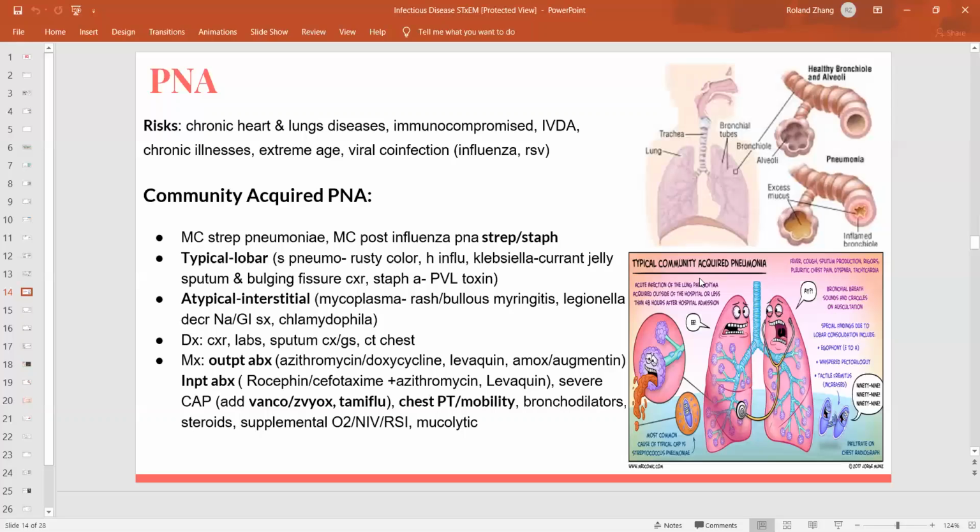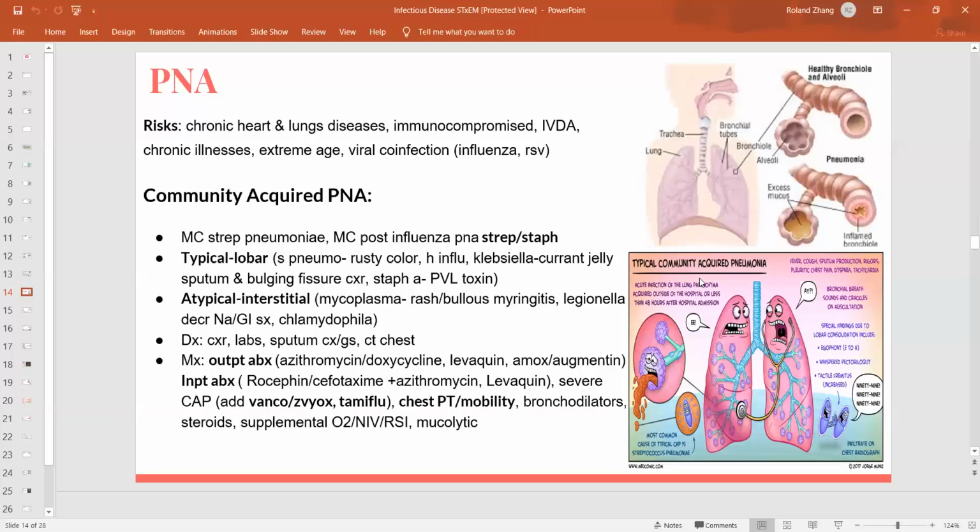The currant jelly sputum, this is more for test taking. Klebsiella is the currant jelly and causes the bulging fissure. And staph, of course, you worry about the Panton-Valentine leukocidin toxin, especially if they have a hemorrhagic cavitary lung lesion.